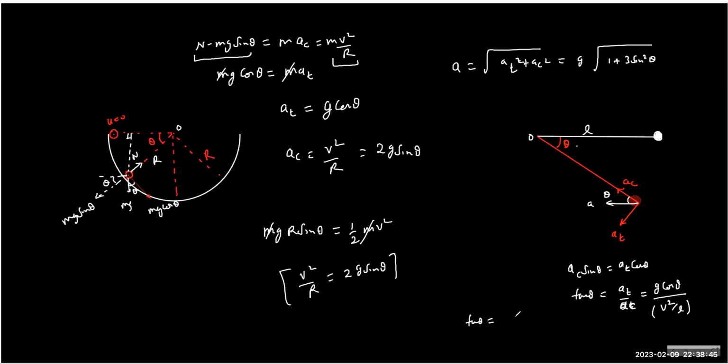So tan theta is g cos theta by 2g sin theta. So tan square theta is 1 by 2. So tan theta is 1 by root 2. Yes, sir. You guys said 1 by 2. That's incorrect. Sir, I took 80 as g sin theta.